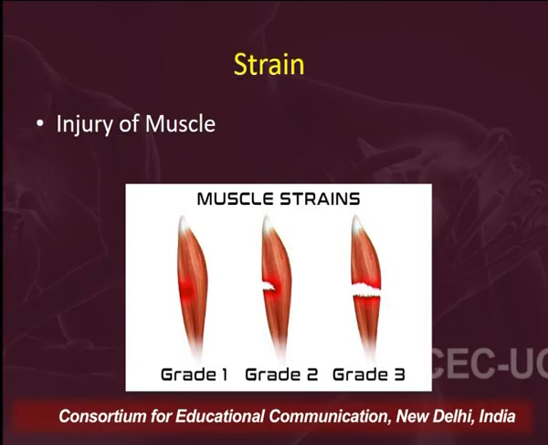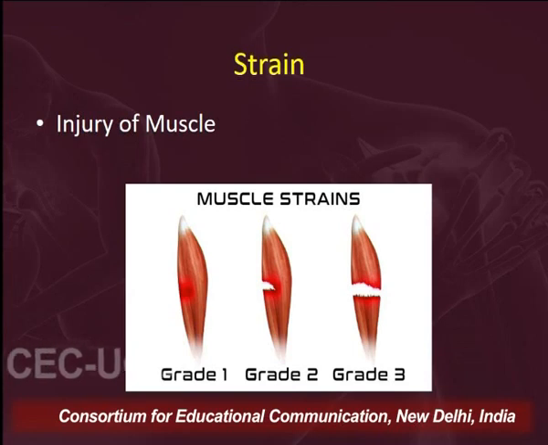Now strain. Strain is basically an injury of muscle. We can see in the picture the first grade strain, second grade strain and third grade strain, when the muscle tears. So a strain is a twist, pull or tear of a muscle or tendon, a cord of tissue connecting muscle to bone.